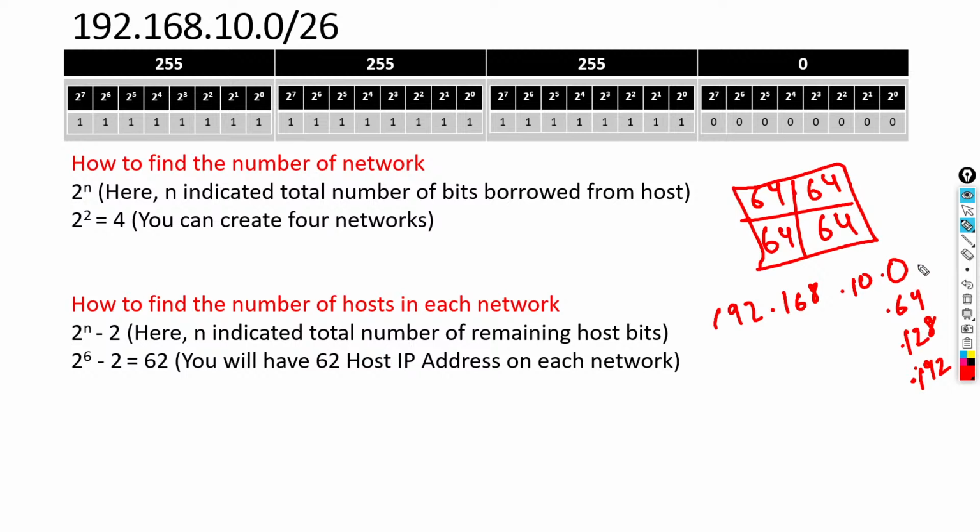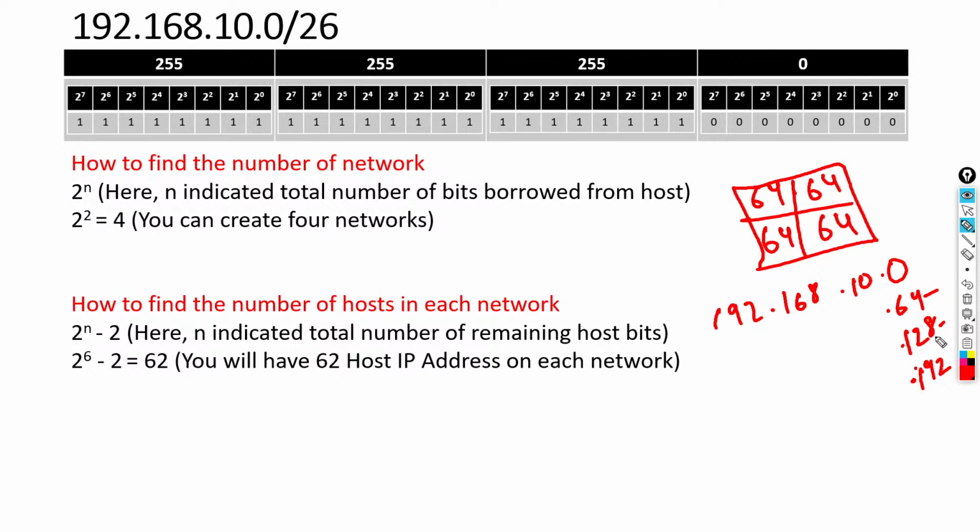So these are the 4 networks you are going to get. The first network is 192.168.10.0. The second network is 192.168.10.64. The third network is 192.168.10.128. The fourth network is 192.168.10.192. So these are the network IDs of each network.